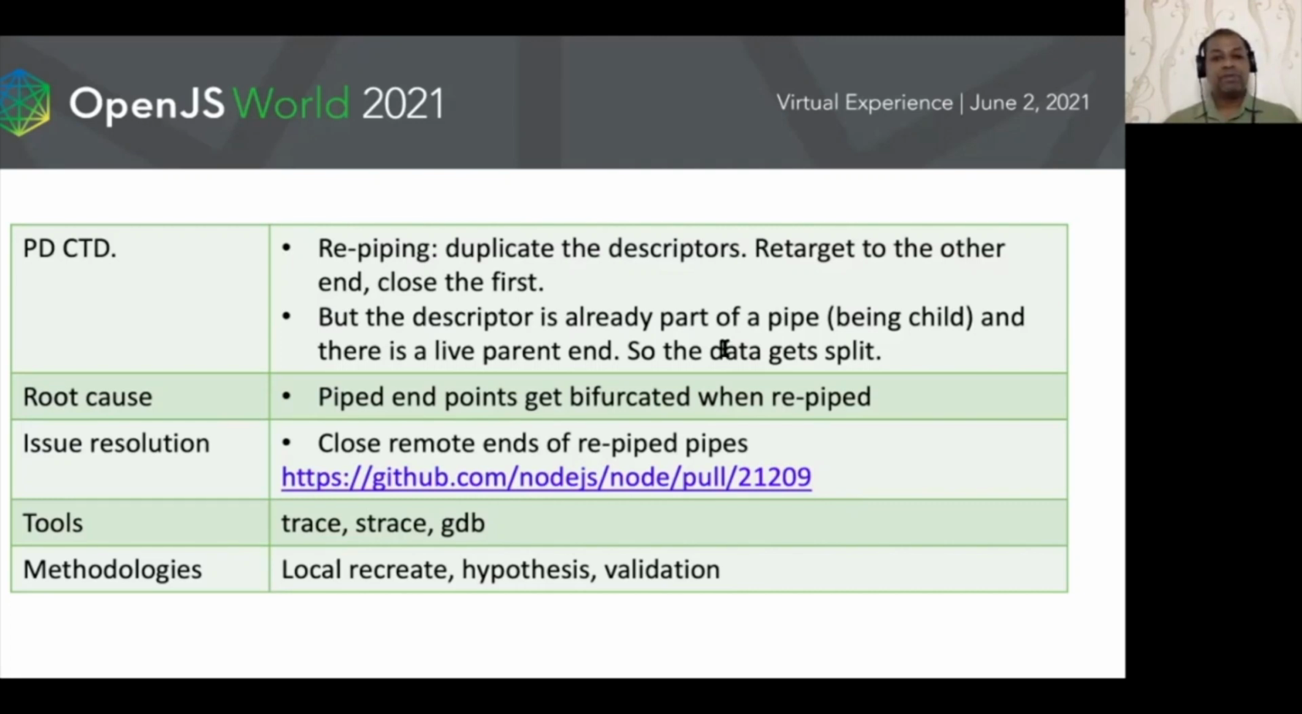With the help of some powerful tooling such as strace, we were able to actually get to the bottom of it and prove this hypothesis. We were able to see exactly what we suspected, that data was partly going into one process, and the rest of the data without any loss was flowing into the second process. The solution was pretty straightforward. When the pipes are repiped, we need to make sure that the existing pipe is deactivated. That means the remote endpoint of the existing pipe needs to be closed.